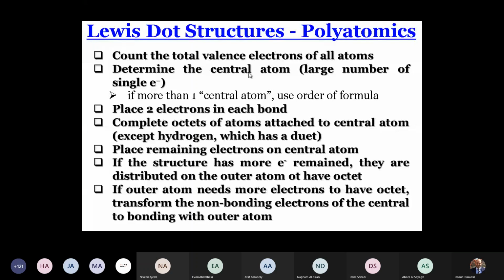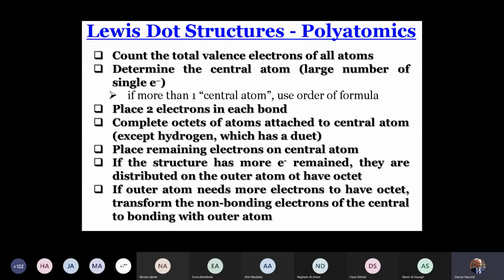Then we count the total valence electrons minus the electrons used in bonding. We obtain a number of remaining electrons. So these remaining electrons will be distributed on the outer atoms. Why on the outer atoms? In order to have orbitals completely filled, so they should have 8 electrons maximum. Exception, the hydrogen should have 2 electrons. This is the octet rule.